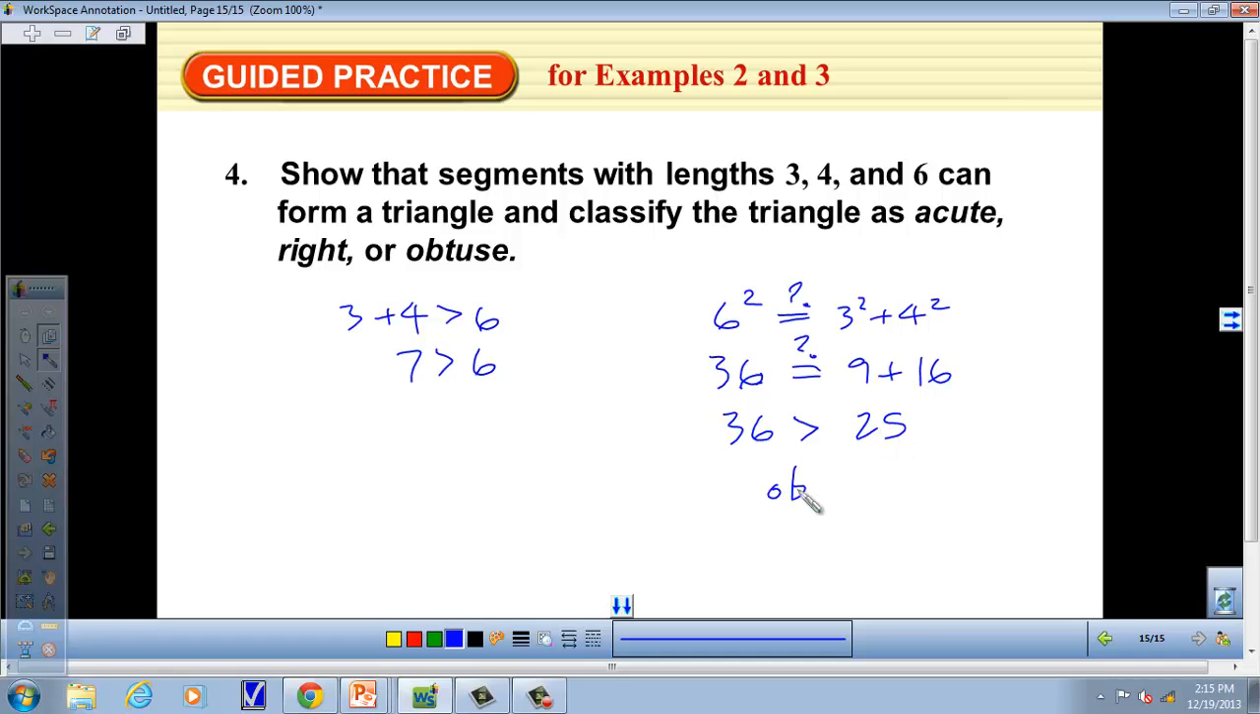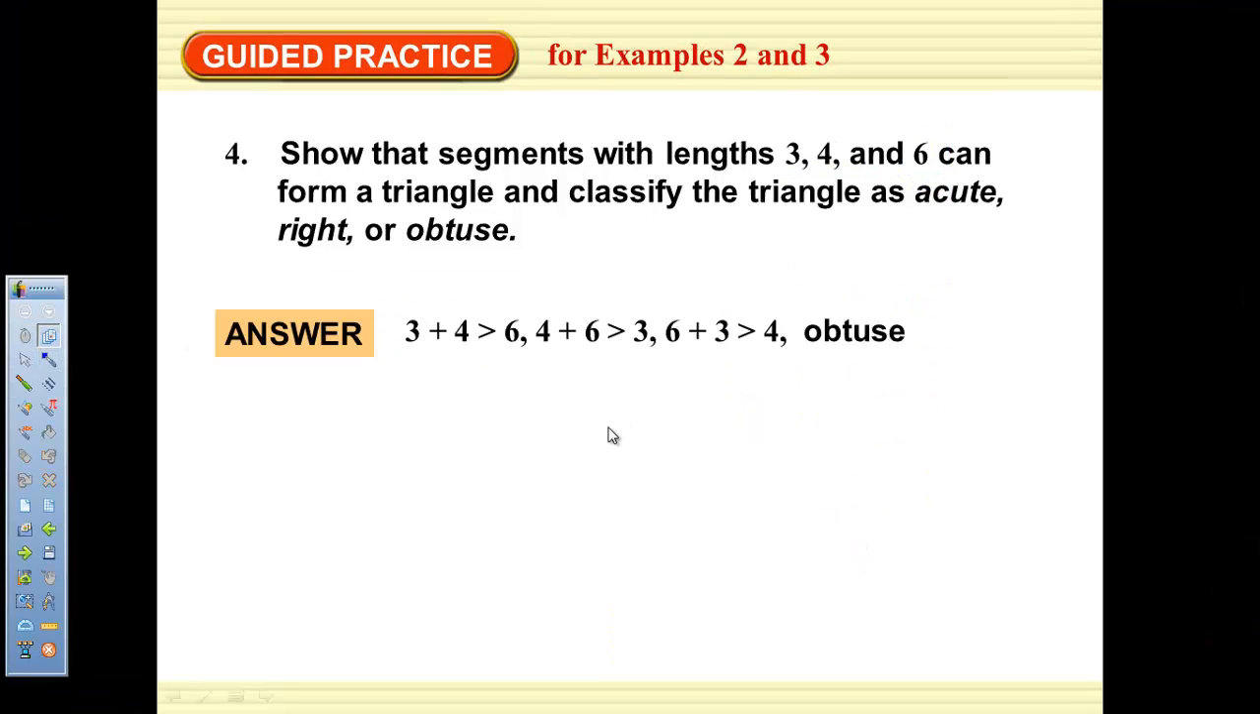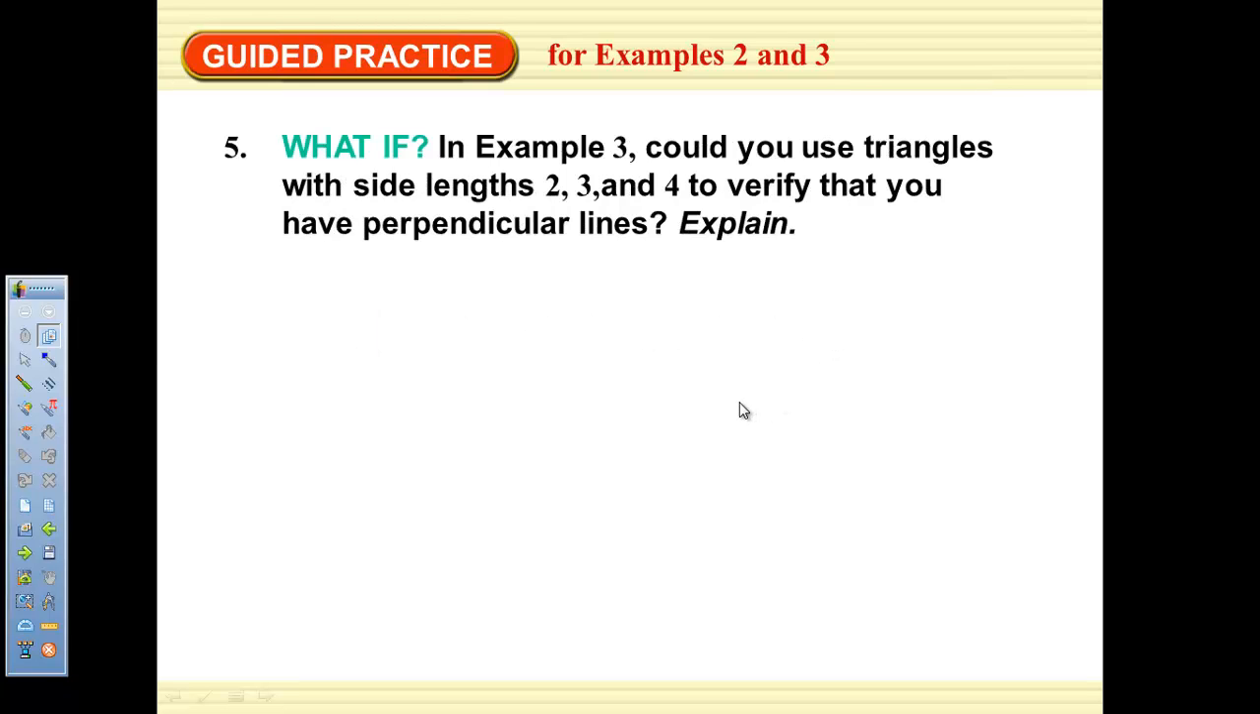Therefore, this is an obtuse triangle. Okay? And if you notice, this is almost a 3, 4, 5, except this is 6. So since that became bigger, that means the angle opposite became bigger, and it made it an obtuse triangle. So we know it's a triangle because 3 plus 4 is bigger than 6. It's an obtuse triangle.